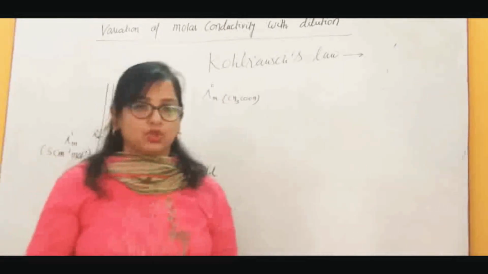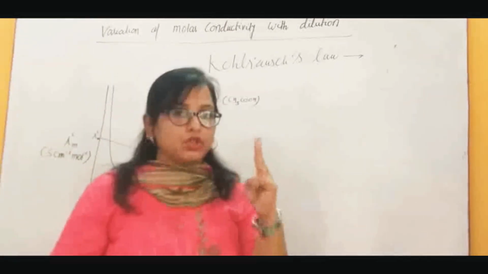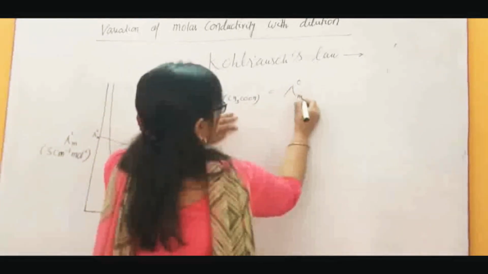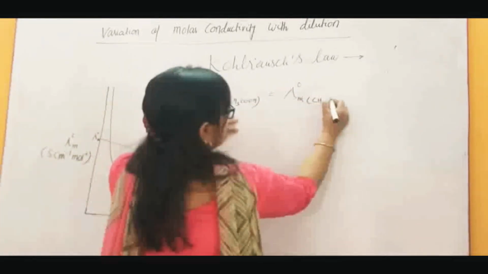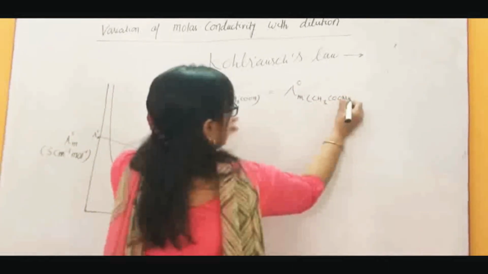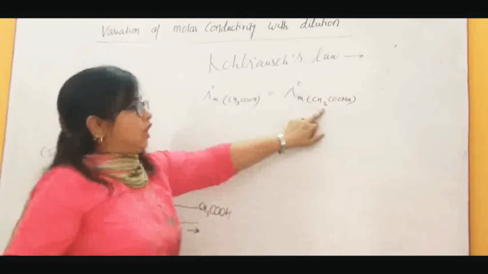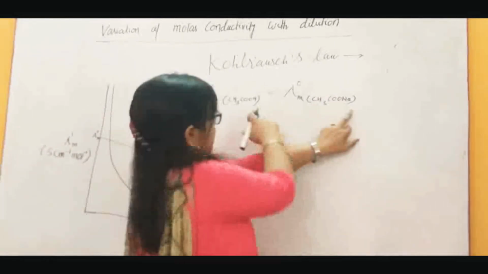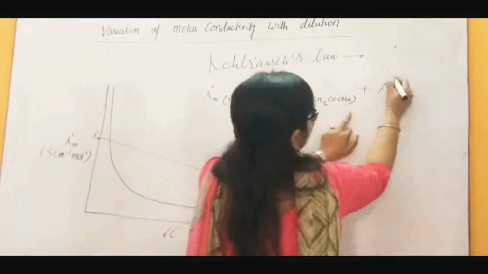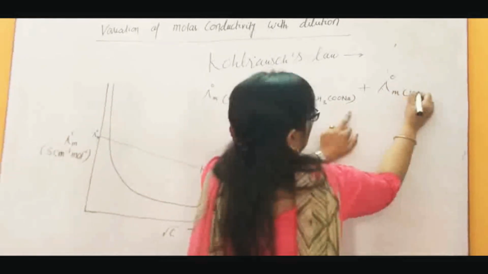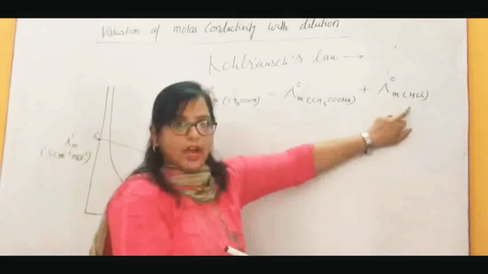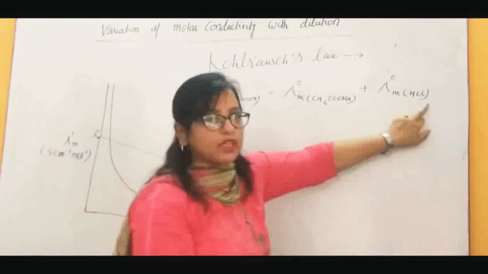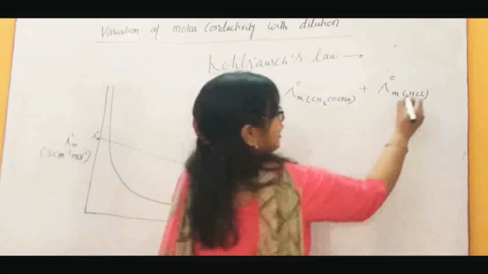So I will choose three electrolytes which are strong in nature. So I am writing here lambda naught m. CH3COONa, so I will get CH3COO minus and Na plus, and for the H ion I am using HCl, hydrochloric acid. It means I am having H plus and Cl minus. Now what is the extra thing?